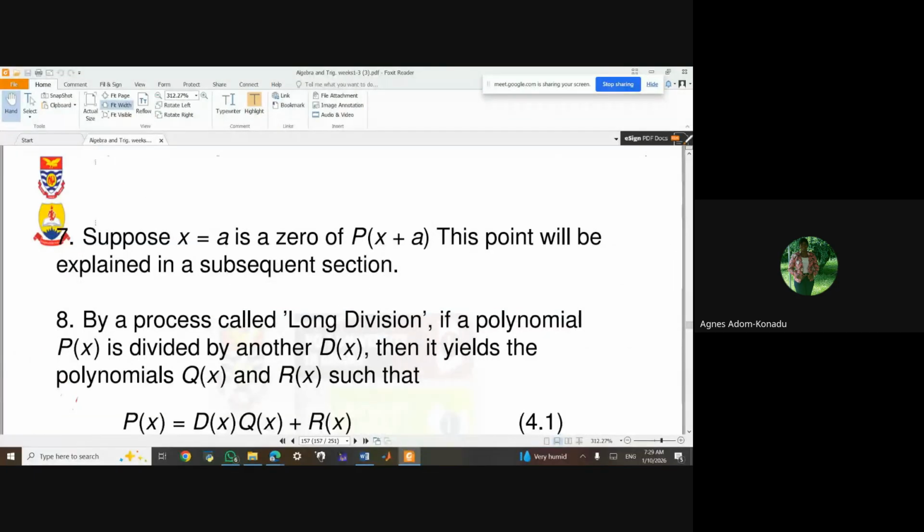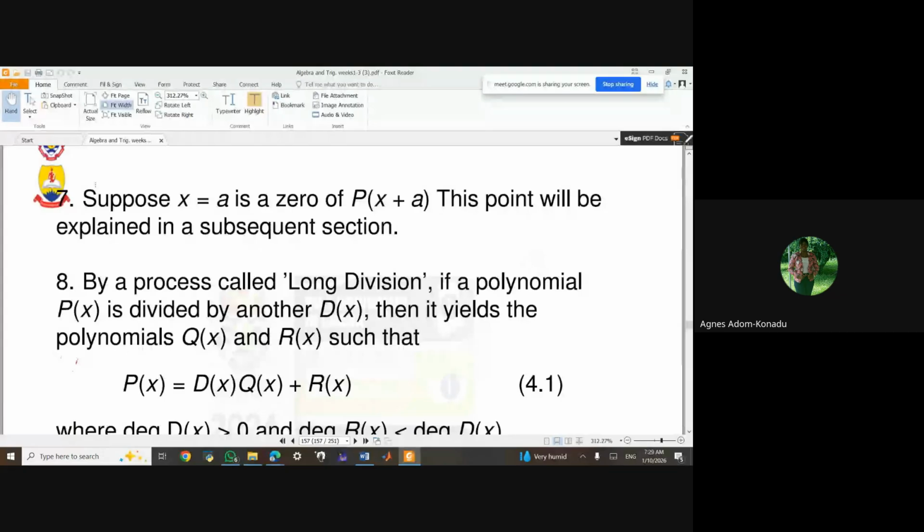Then we also spoke about the zeros. Suppose S equal to A is a zero of P(S), then P(A) equals 0. Then we said that we'll explain this one later.